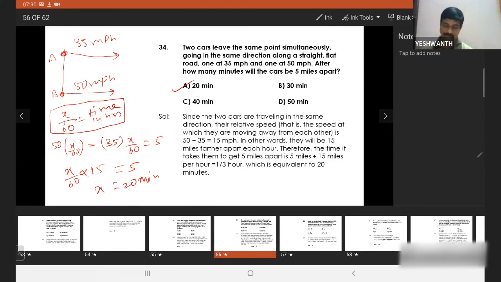Total distance traveled by second car or car B minus total distance traveled by car A in X by 60 hours. So where X is in minutes. So distance of second car minus distance of first car should be 5. So you take X by 60 common, you'll be getting 50 minus 35 is 15 is 5. So X is 20 minutes. Okay. So very simple solution. So let us go to the next one.